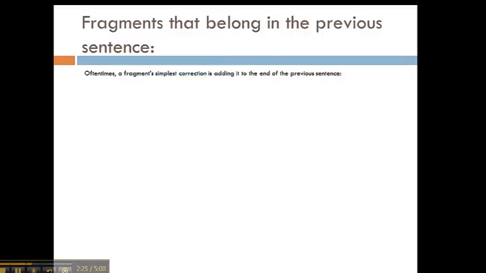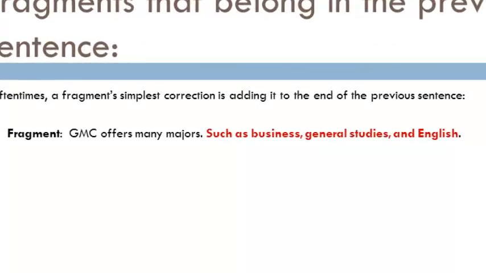Oftentimes, a fragment's simplest correction is by adding it to the end of the previous sentence. I think a lot of times students get nervous, especially if their sentences begin to become long, and they want to stop a sentence and begin a new one, but sometimes that's just not the right thing to do. Look at this. "GMC offers many majors." That's a fine sentence all by itself. But as soon as you add the second part, "such as business, general studies, and English," you'll notice that that red part is not a complete sentence.